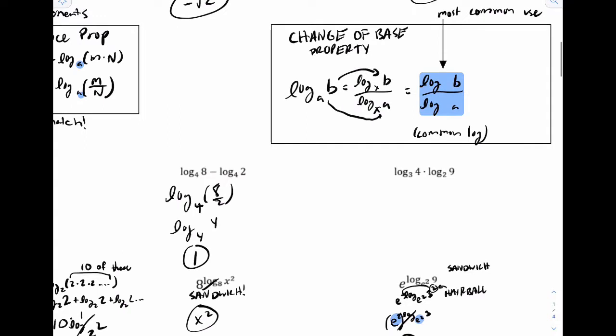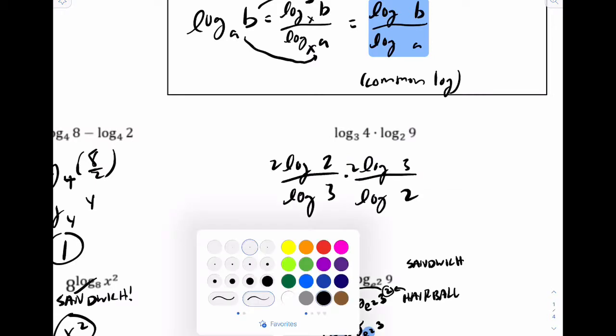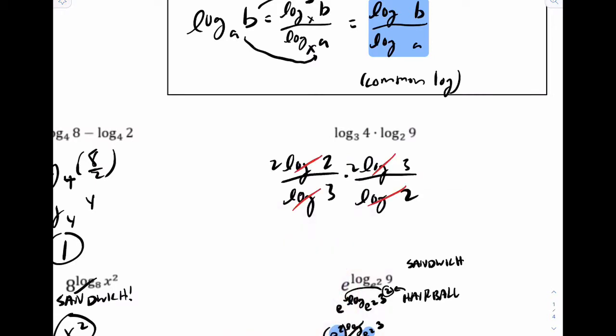So we're going to try it here. This is log 4 over log 3 times log 9 over log 2. Again, I'm using base 10 just because it's easier. Now we're going to rewrite a few things. 4 is 2 squared. 9 is 3 squared. Now let's hairball these. So hairball, hairball, and look at what happens. The logs all drop out, and we're left with a really clean answer of 4.